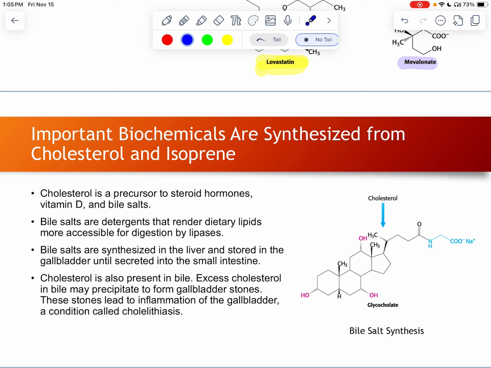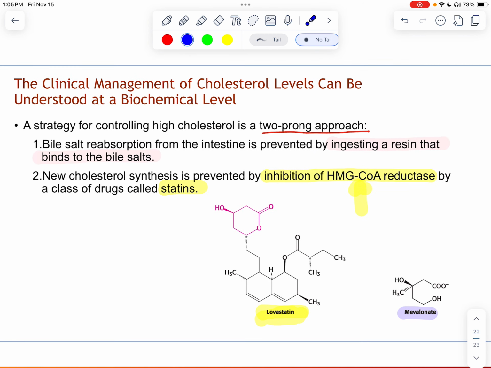Now, it turns out that these bile salts can essentially be recycled, and we mentioned that earlier. You can recycle them back through and use them again. But if we want to use more cholesterol, we don't want to be that efficient. So we can ingest something that will bind to those bile salts. When that happens, they can't get recycled. They'll be excreted in the feces, and your body will have to make new ones, and so it'll use up more cholesterol.